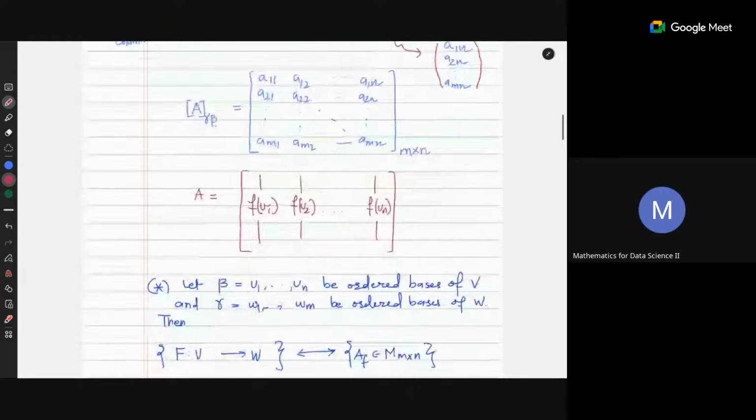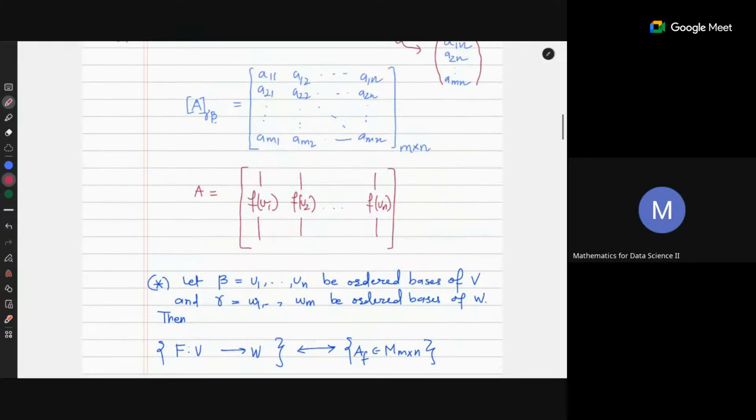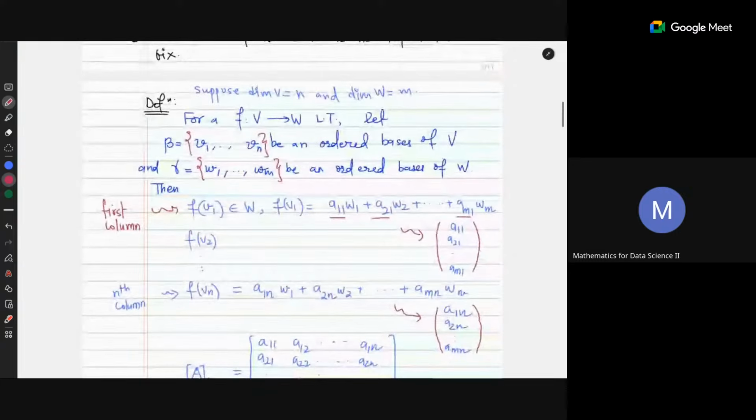All good. So let beta be the ordered basis of V and gamma the ordered basis of W. What we have seen is that you give me any linear transformation. Here my V and W need not be Rn or Rm. They can be some other vector spaces also, some subspace of R2 or Rn. They can be anything. There is no limit to it. As long as you know the basis of those vector spaces, you can associate a matrix to the linear transformation. That is what this definition says.